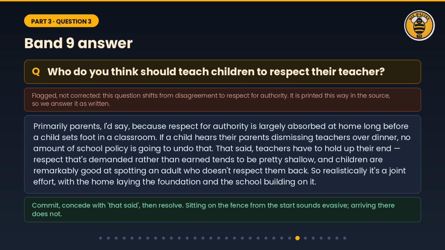Primarily parents, I'd say, because respect for authority is largely absorbed at home long before a child sets foot in a classroom. If a child hears the parents dismissing teachers over dinner, no amount of school policy is going to undo that. That said, teachers have to hold up their end. Respect that's demanded rather than earned tends to be pretty shallow, and children are remarkably good at spotting an adult who doesn't respect them back. So realistically, it's a joint effort, with the home laying the foundation and the school building on it.